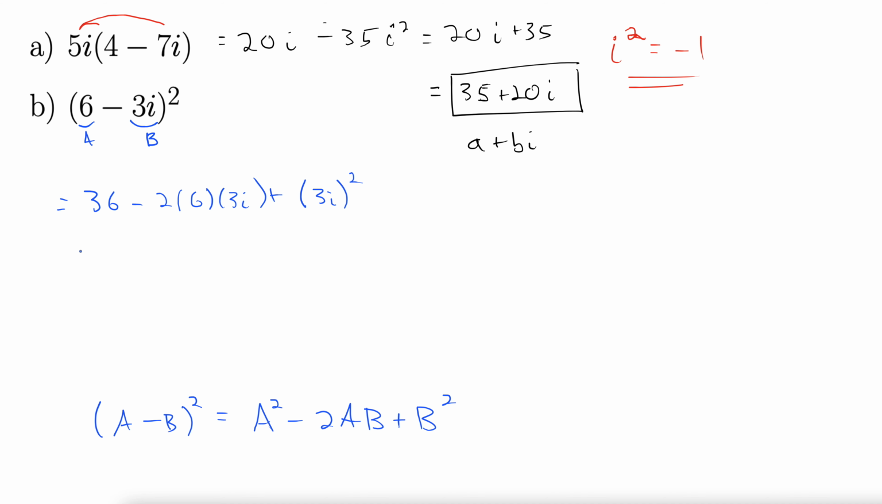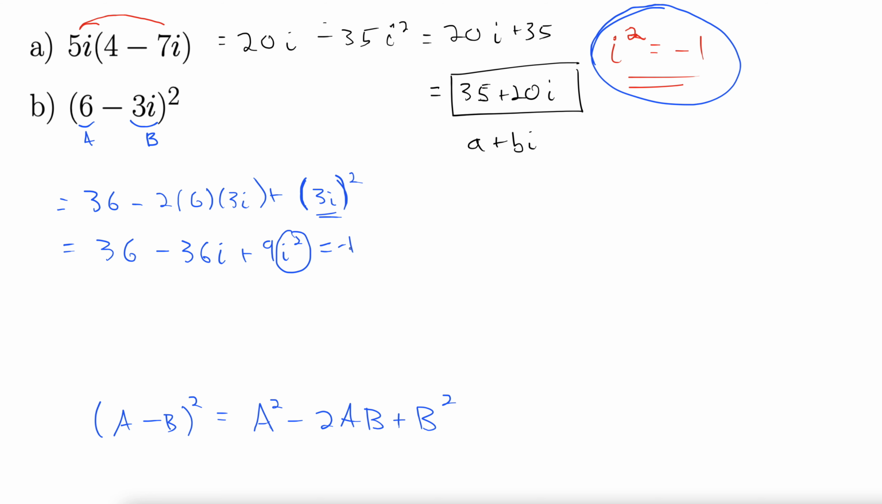Alright, let's clean this up a little bit. 36 minus, let's see, 2 times 6 is 12, times 3 is 36i, plus 9i squared. Okay, so it's important to put parentheses around these and make sure you square that entire term, not just the i. Okay, well remember, our most important fact for multiplying complex numbers is the fact that i squared equals -1. Alright, so this bit here, that whole thing is -1.